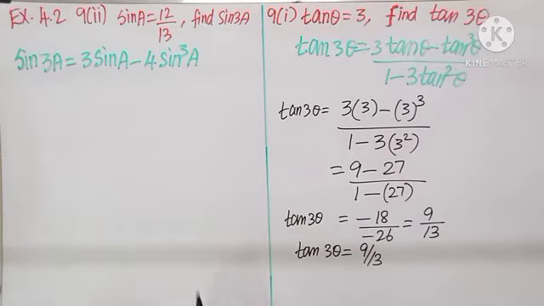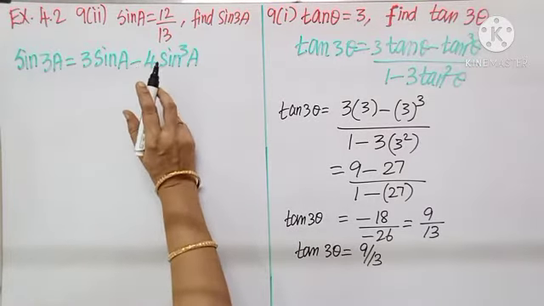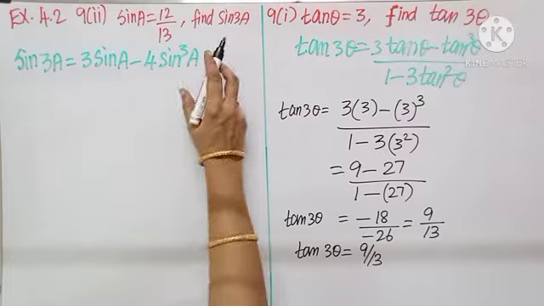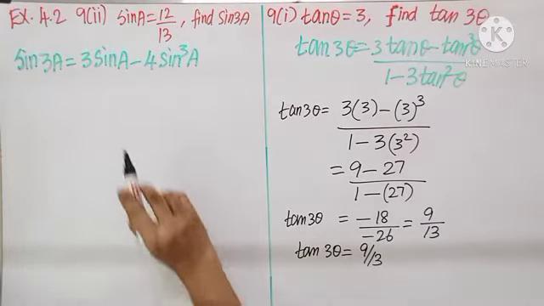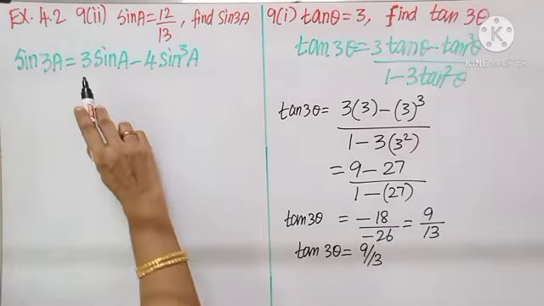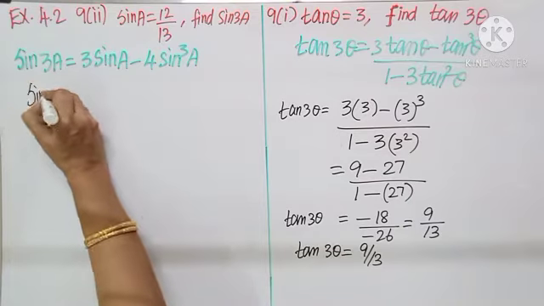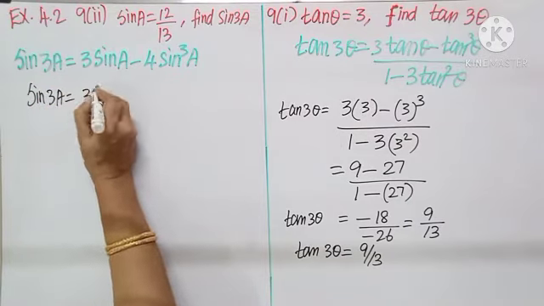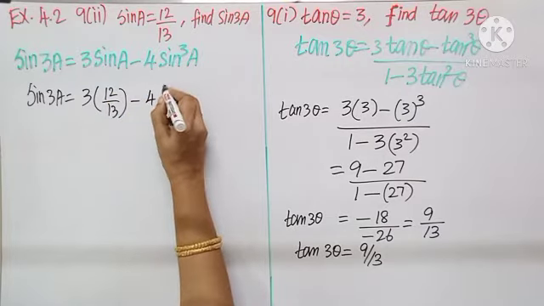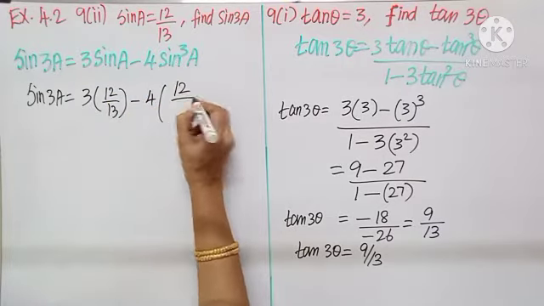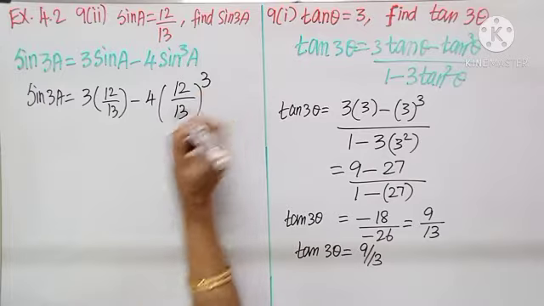Question number 9, subsection 2. Sin A equals 12 by 13. Find sin 3A. Sin 3A, let us remember the formula: 3 sin A minus 4 sin cubed A. So sin 3A equals 3 into sin A, 12 by 13, minus 4 into sin cube, 12 by 13 the whole cube.